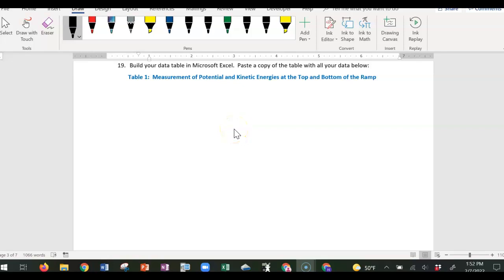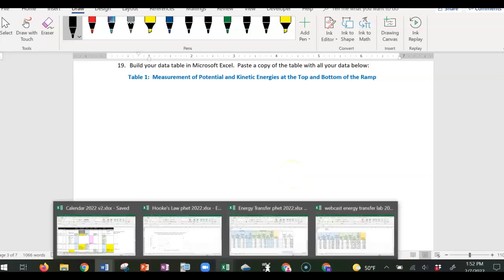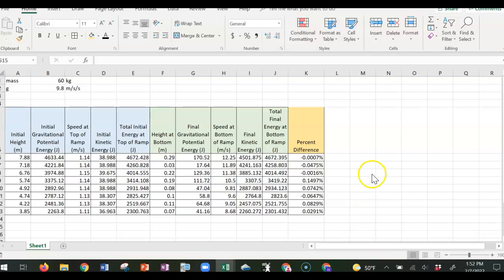This webcast continues discussing the lab, which is looking at energy transfer from gravitational to kinetic energy. And I'm at step 19. So when we finished the previous webcast, we were getting data. And so now I have my 8 data points here.